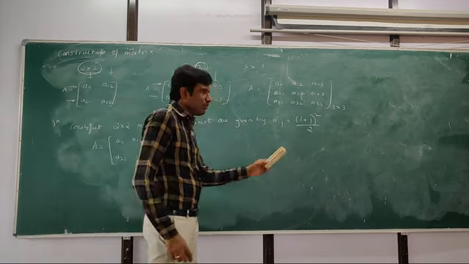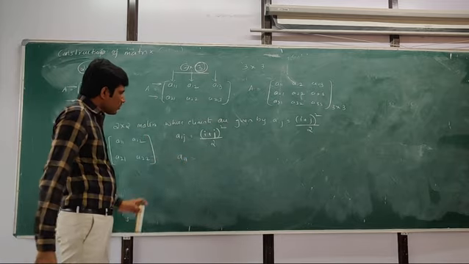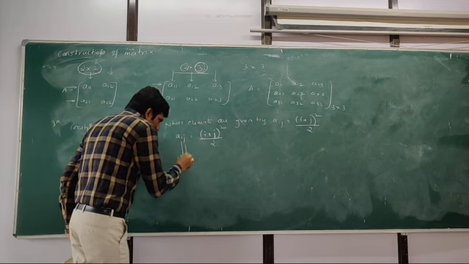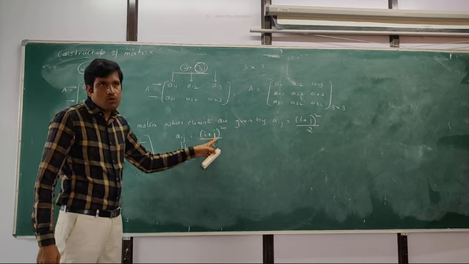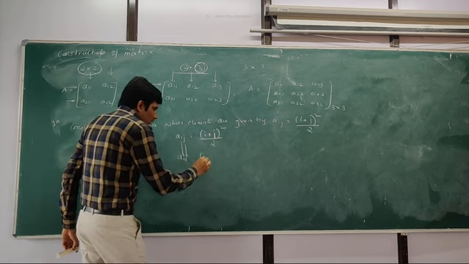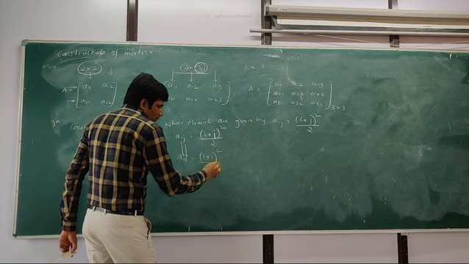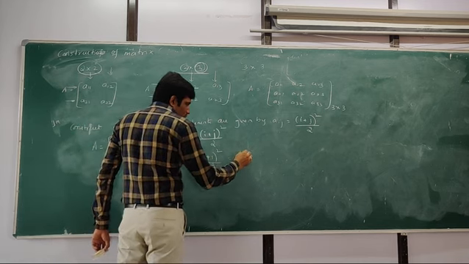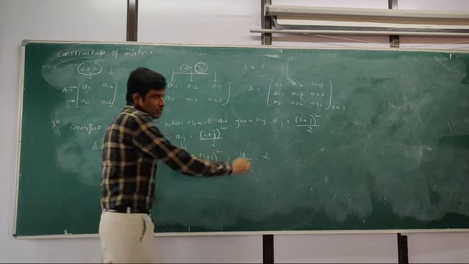First we have to find the element A11. So what is A11? On the right hand side, in place of i it is 1, and in place of j also it is 1. So put i equal to 1 and j equal to 1 in this formula. That is (1 plus 1) whole square divided by 2. What is 1 plus 1? It is 2. 2 square is 4, divided by 2. 4 by 2 is 2.